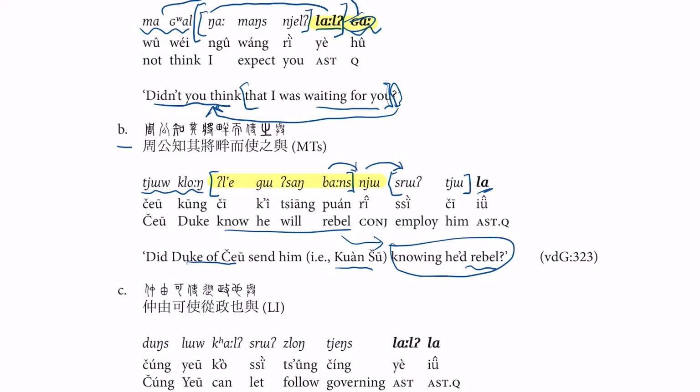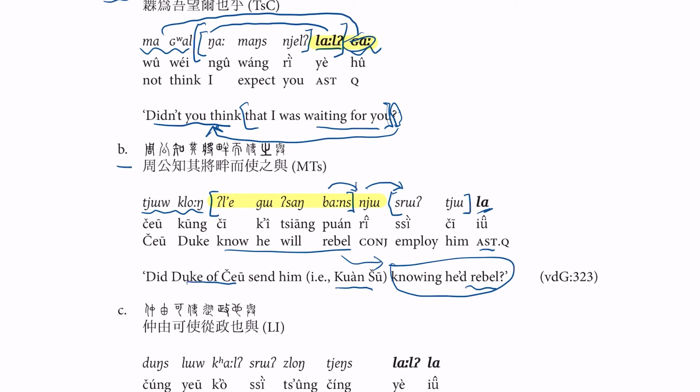And remember, la is bimorphemic here, which means it's a fusion of two morphemes, one of which is the assertive particle lao, and the other is the question particle ga. Well, in this case, we cannot really find a nominal constituent, but remember that lao can also be added to a verbal predicate, even though it is typically added to nominal predicates. Okay? So here, if we decompose la into lao and ga, the lao part would go with the entire part here. So Duke Zhou employed Guan Shu with the knowledge that he would rebel someday.